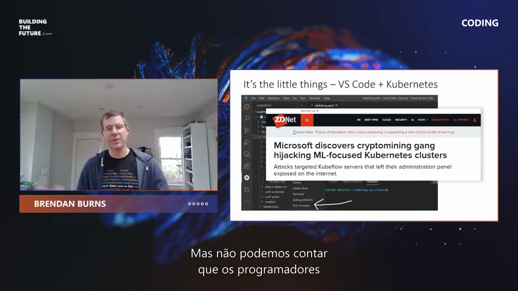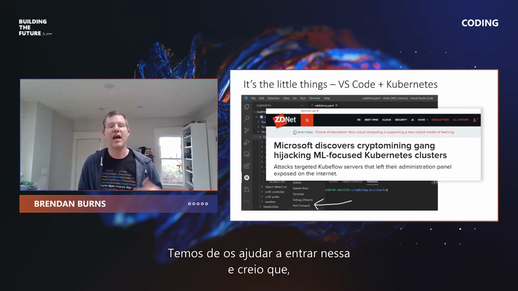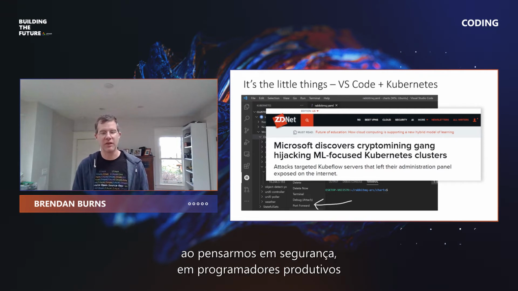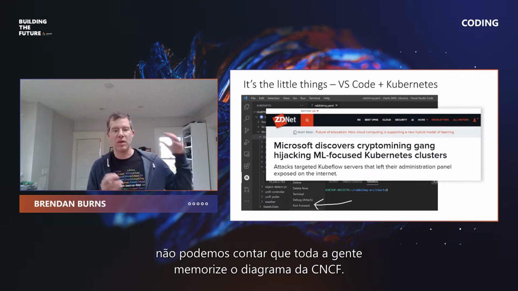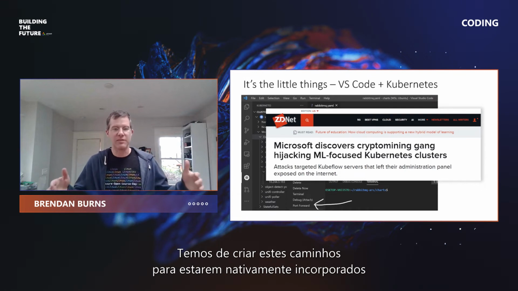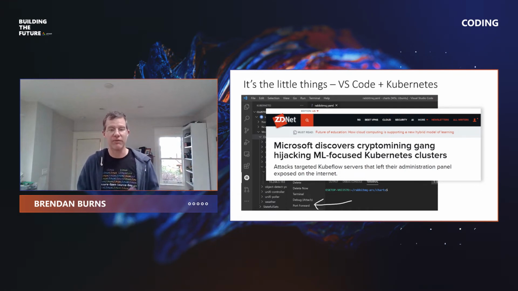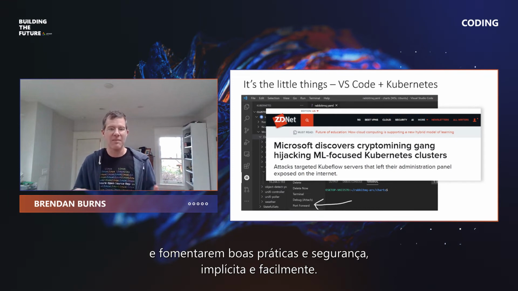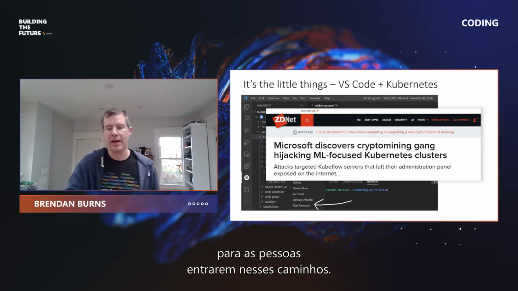But the thing is, you can't expect developers to just do the right thing by default. You have to help them fall into that pit of success. And so as we think about security, as we think about developer productivity in a cloud native environment, we can't expect everyone to memorize that eye chart of the CNCF diagram. We have to build these paths that are natively incorporated and provide best practices in security by default, and by the easiest way, so people will fall into those paths.